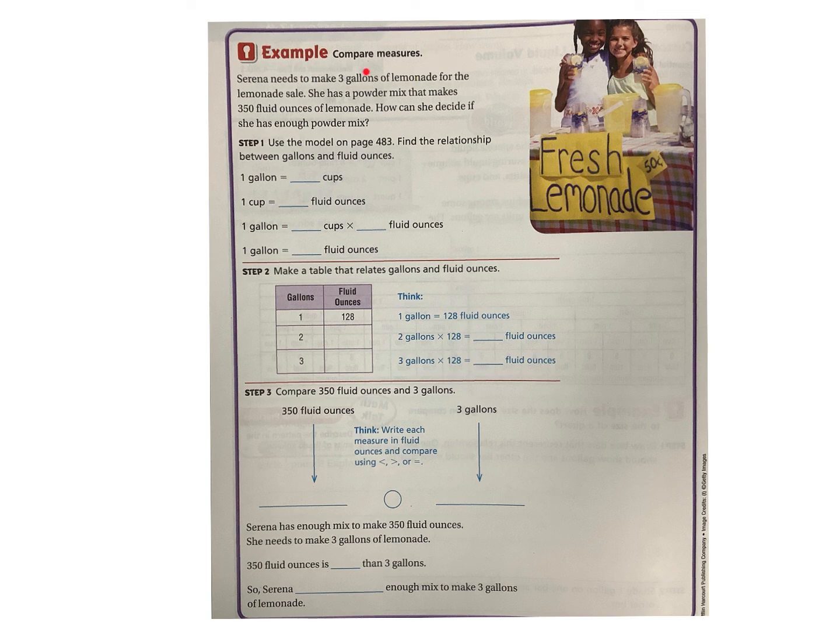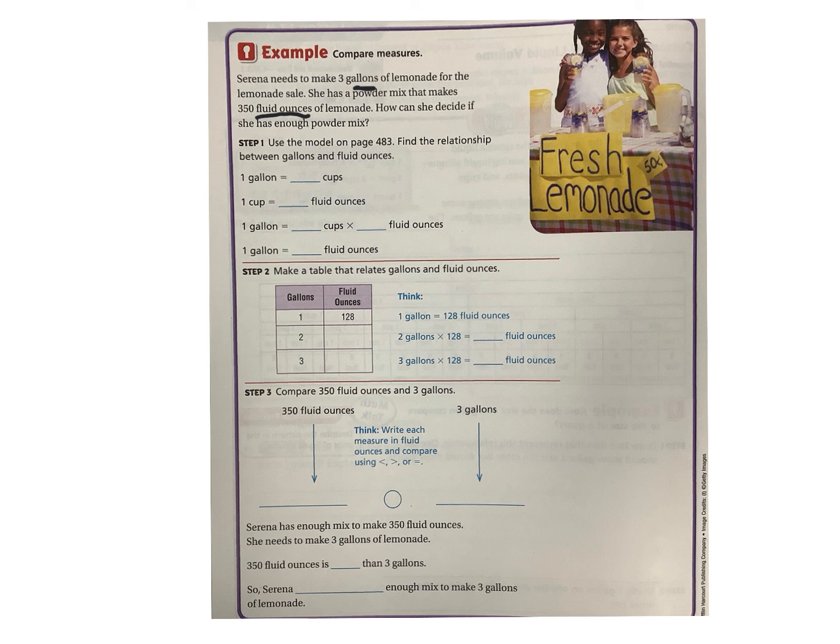So let's use an example of comparing measures. Serena needs to make 3 gallons of lemonade. Gallons is our measurement for the lemonade sale. She has a powder mix that makes 350 fluid ounces of lemonade. Fluid ounces, okay? How can she decide if she has enough powder mix? All right, we're going to use the model from page 483, which I'll bring over to this page in just a moment, to find the relationship between gallons and fluid ounces.